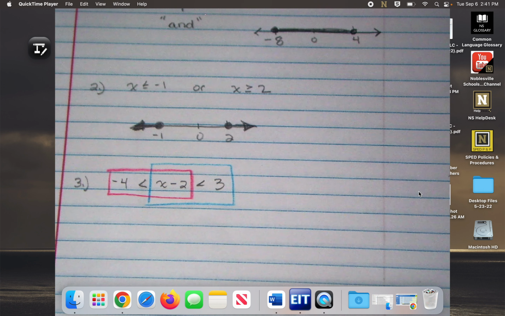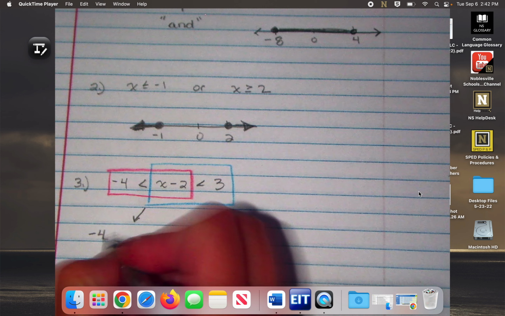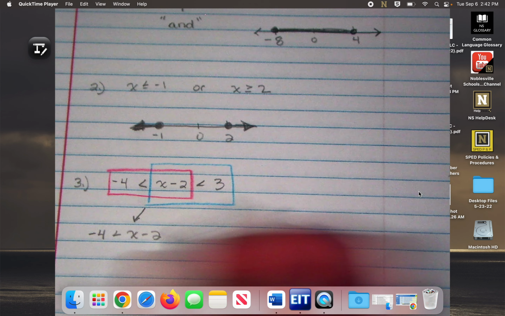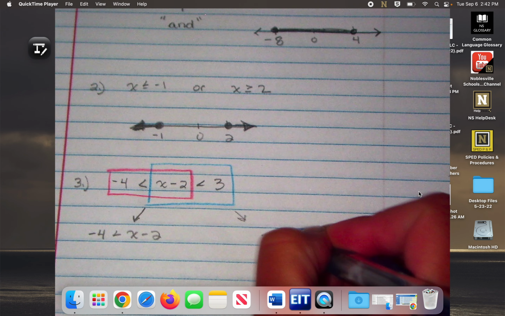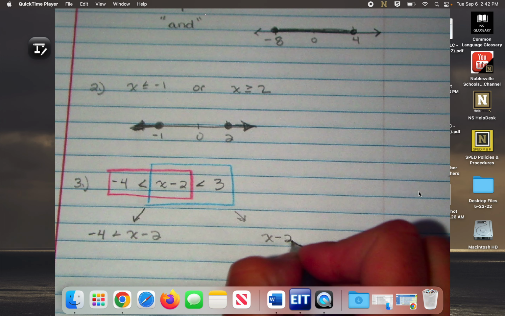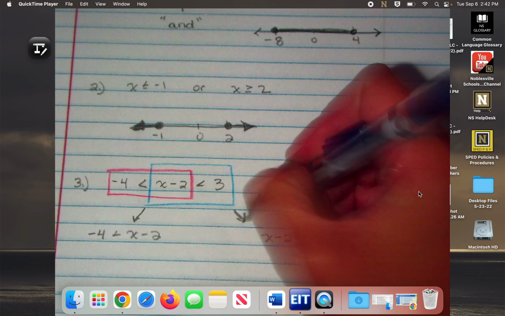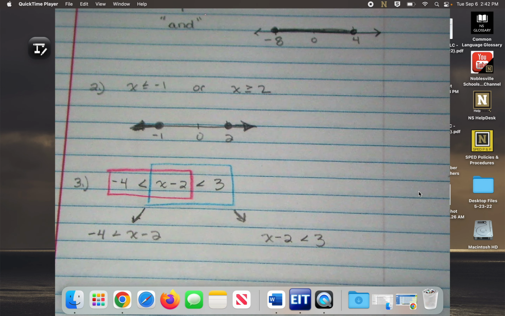What I have to do to complete this inequality is actually create two separate inequalities. So I'm going to have -4 is less than x minus 2, and I'm going to have x minus 2 is less than 3. So I have two separate inequalities to solve, right? This x minus 2 is here. The x minus 2 is also here.